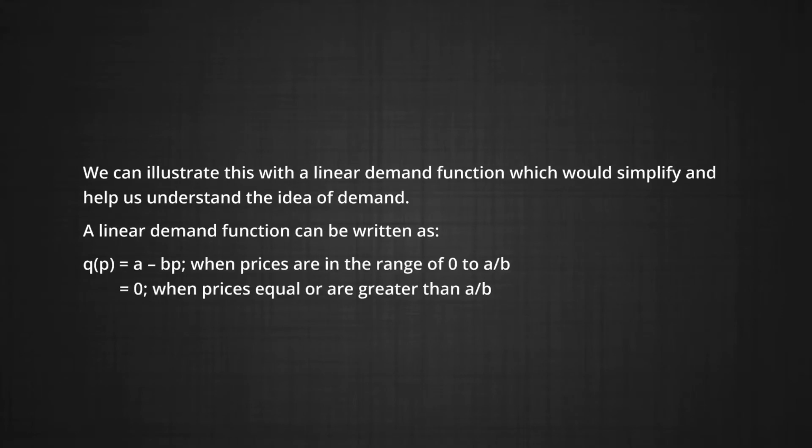We can illustrate this with a linear demand function, which would simplify and help us understand the idea of demand. A linear demand function can be written as Q(P) equals A minus BP when prices are in the range of 0 to A divided by B, and equals 0 when prices are equal to or greater than A divided by B. Here, Q(P) denotes demand of a commodity as a function of the price of the commodity.